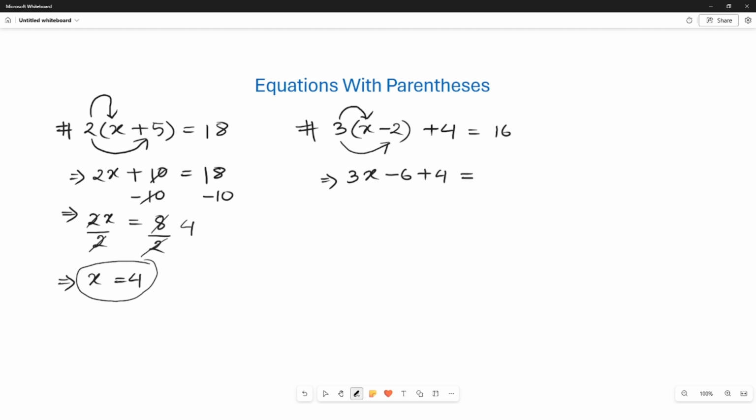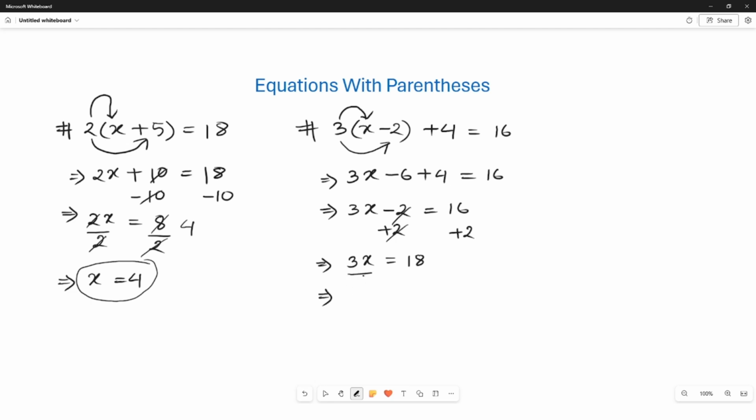So 3x − 6 + 4 equals 16. Minus 6 plus 4 means minus 2. So 3x − 2 equals 16. Now let's add 2 on both sides so that we can cancel out this 2. If we cancel out this positive 2 and negative 2, we can write 3x equals, on the right side, we have to add 16 with 2. So 3x equals 18.